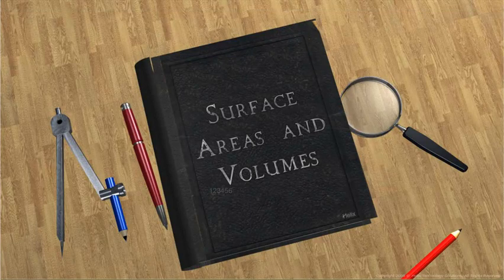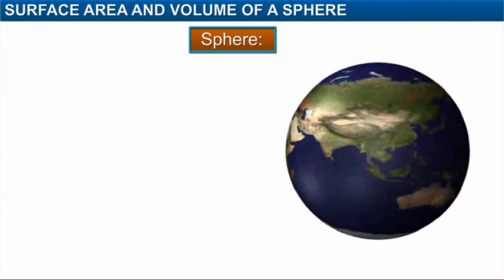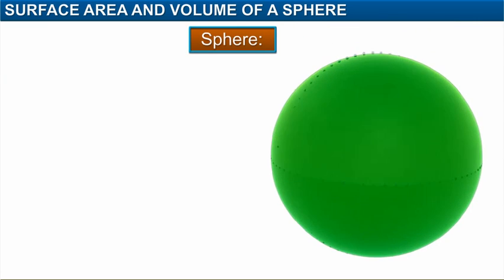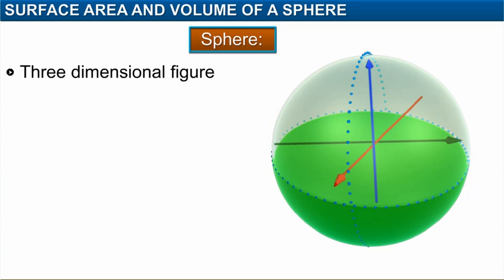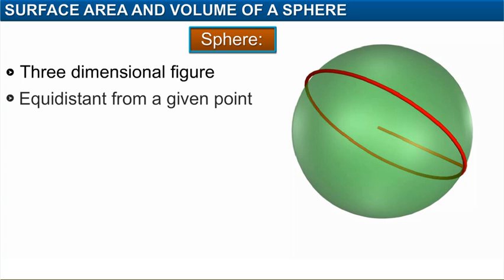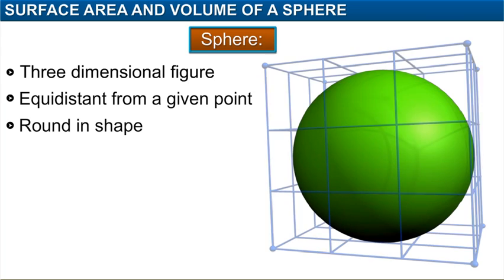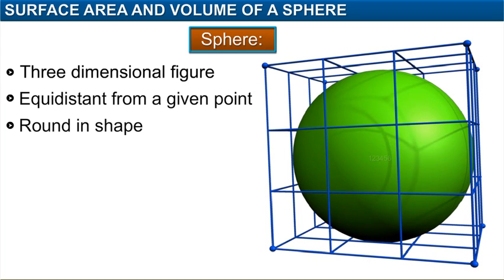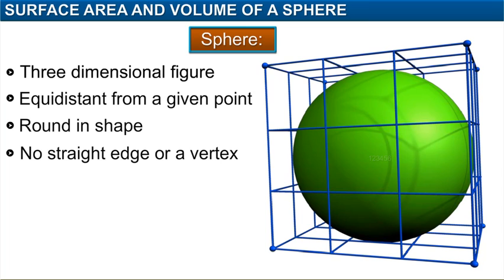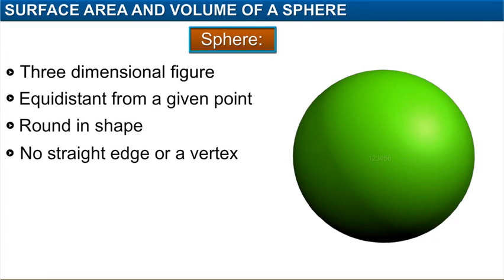In this module, you will learn to derive the formula for surface area and volume of a sphere. A sphere is a three-dimensional figure made up of points that are equidistant from a given point. It is an object which is round in shape. It does not have a straight edge or a vertex. The surface of a sphere is uniform and smooth.